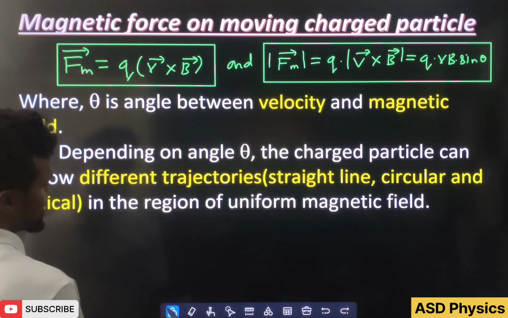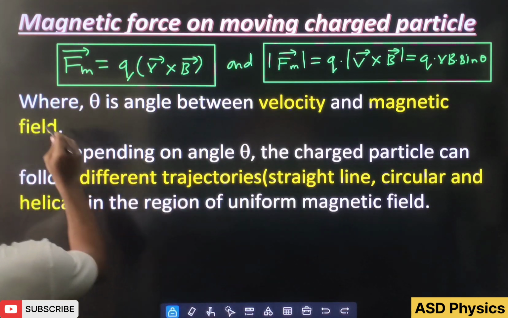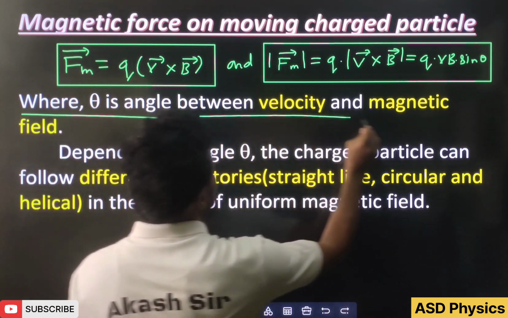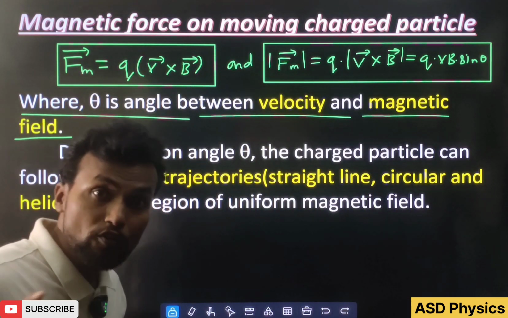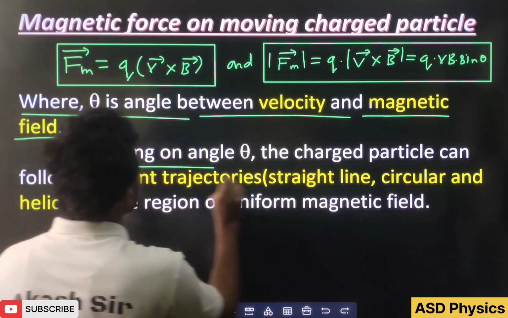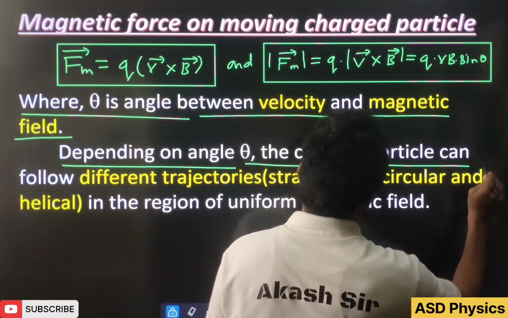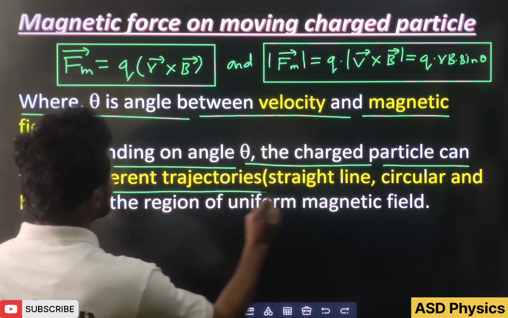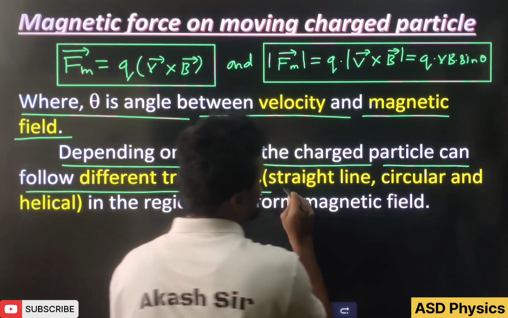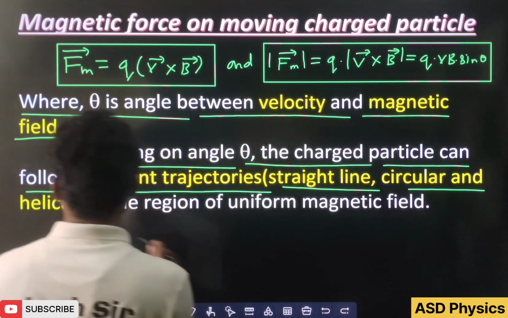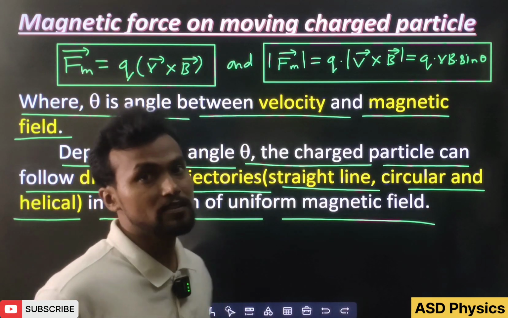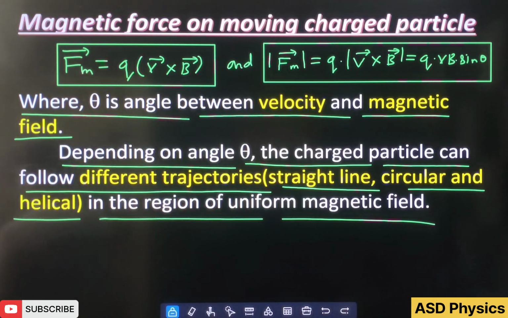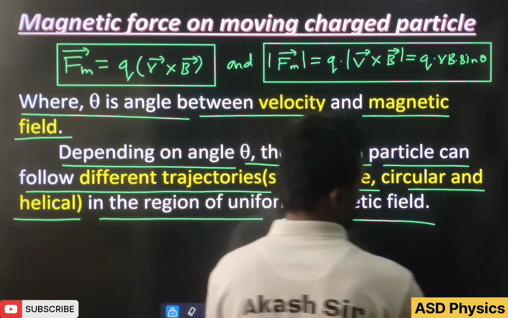Here theta is the angle between velocity and magnetic field. Now, which kind of trajectories? Depending on angle theta, the charged particle can follow different trajectories like a straight line, circular, and helical in the region of a uniform magnetic field. Now we will see all these cases one by one.